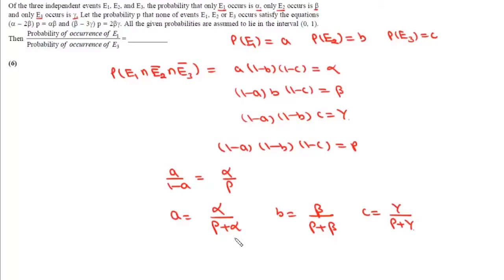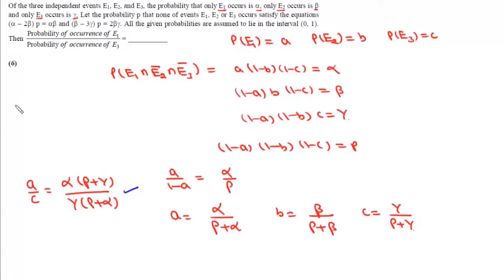Now we need to find the value of A upon C. Now A upon C is (alpha into P plus gamma) upon (gamma into P plus alpha). Now we'll get this expression from these two given conditions. So what we'll do is we'll eliminate beta from these.